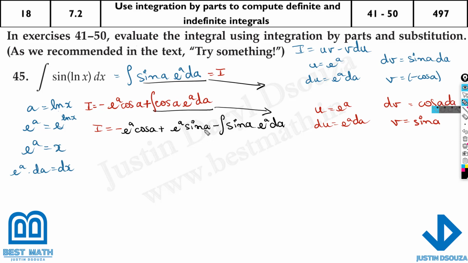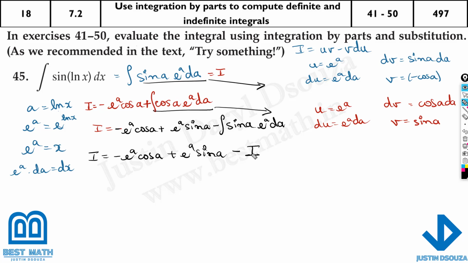Next, what can you do? If you keep on doing this, it's just going to recur. Next is going to be again cosine, sine. It's just going to be the same thing. So look at the question for a minute. It is the same thing, and that is I, and this side is also I, isn't it? Now I'll write I is equal to minus e to the power a cosine a, plus e to the power a sine a, minus this integral. This integral is just our question I, we are applying the formula for that.